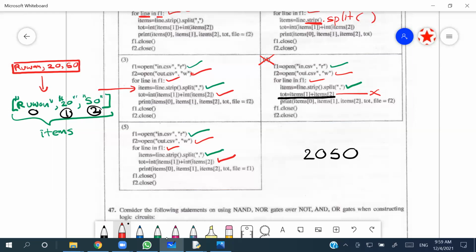Here, that is correct. Right, so item 0, item 1, item 2, that means from the indexers, comma tot. And it says comma file equal F2. When file equal F2 is here, these values will be written into the file, separated by a space. Why is it separating with a space?